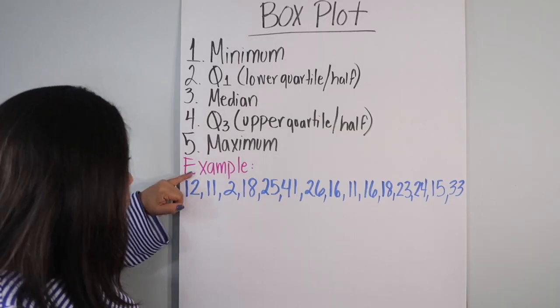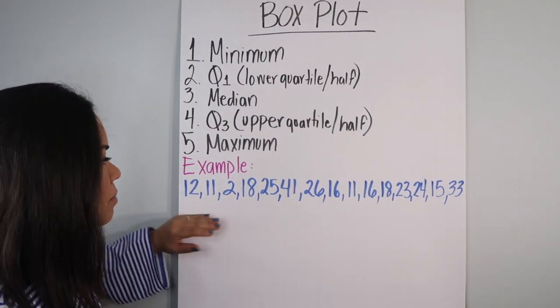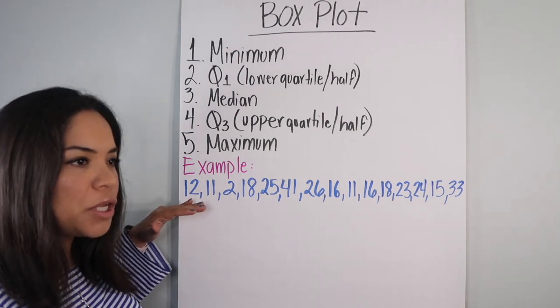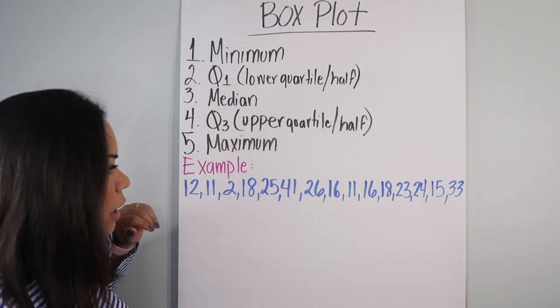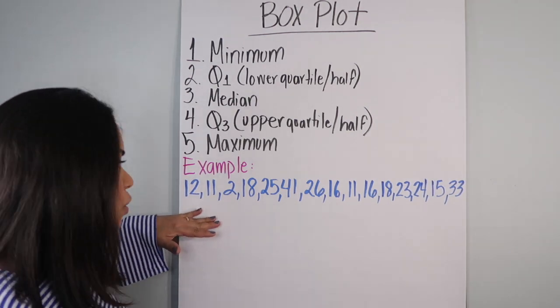Here we have an example. Here we have 15 numbers, and these 15 numbers represent the ages of 15 random visitors to the rodeo carnival. So the first thing we want to do is put the numbers in order from least to greatest.